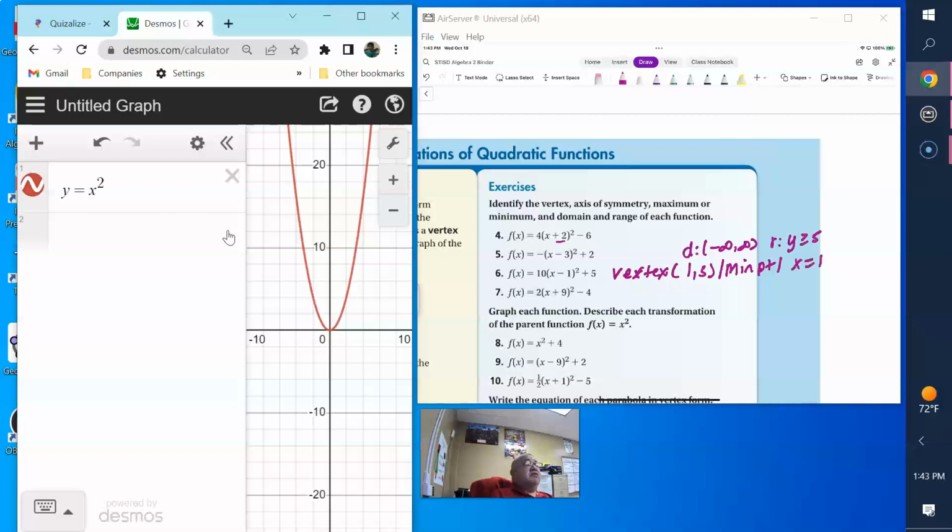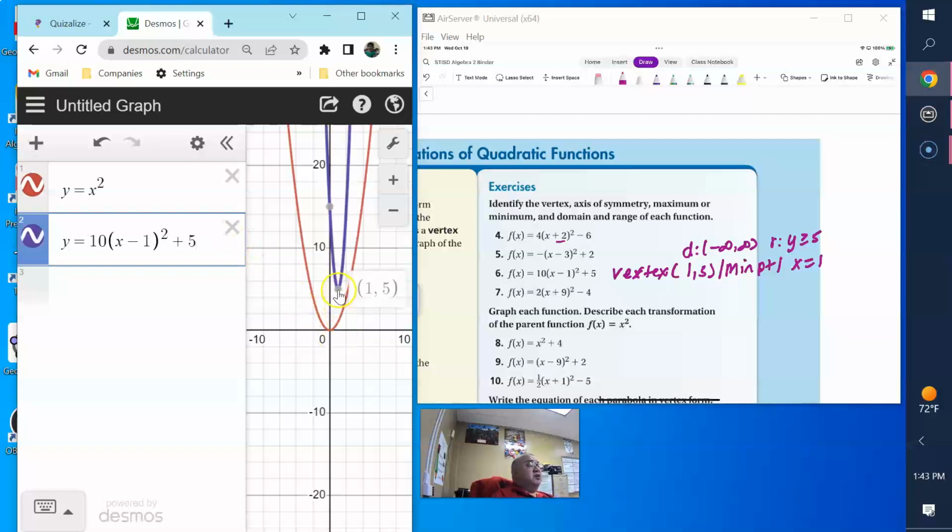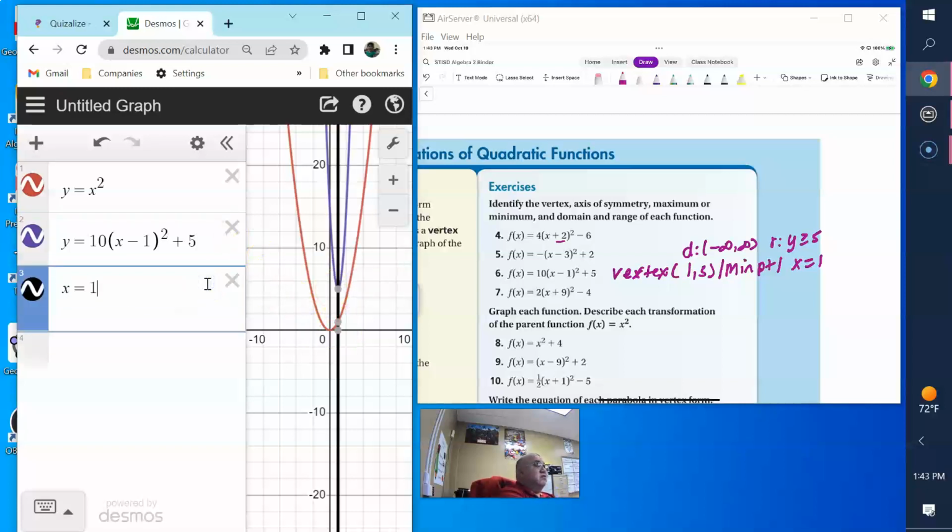So we figured out everything, so now we're just going to show you that graph, y equals 10 (x minus 1) squared plus 5. And you notice it goes up, and that's the vertex. We know that the axis of symmetry is x equals 1, and it opens upward, so it's a minimum point.